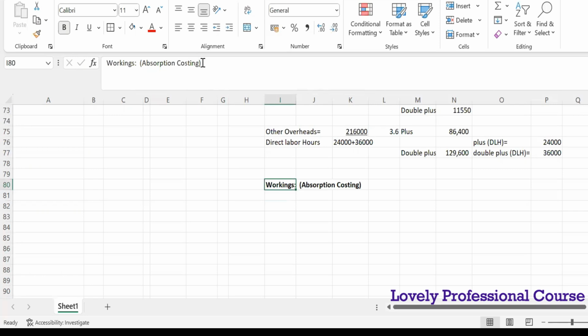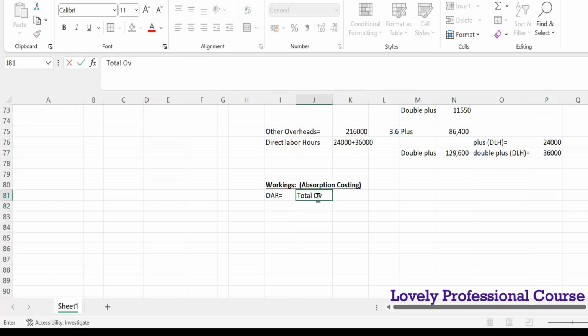Very simple. I want you to understand this because it is quick and understandable. So we need to find the overhead absorption rate. We said how to get it. You need to take total overheads, then you divide it by total labor hours. Sorry, total basis of apportionment.